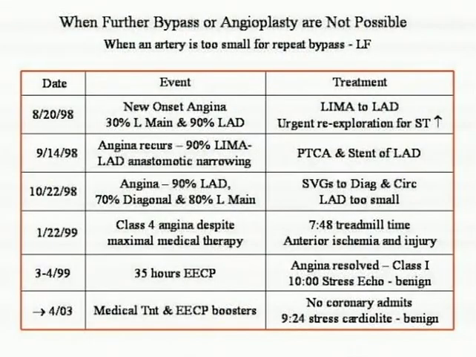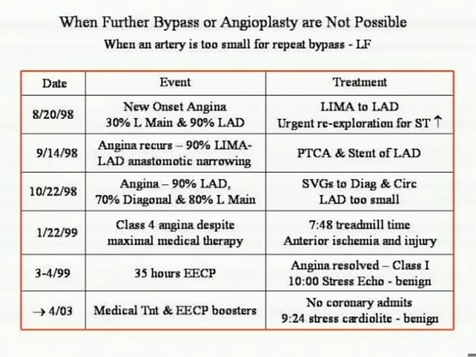LF presented in August of 1998 with new onset chest discomfort. Her symptoms did not respond to medical therapy in the emergency room, and she underwent an urgent angiogram. This demonstrated a 30% narrowing in the left main coronary artery that governs blood flow to 2/3 of the heart muscle. Now that 30% narrowing was not a problem.